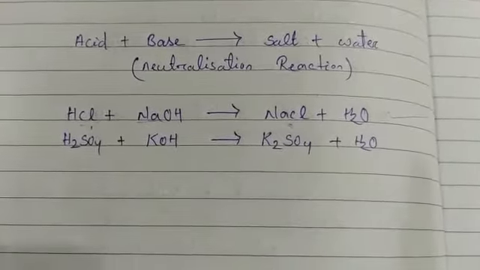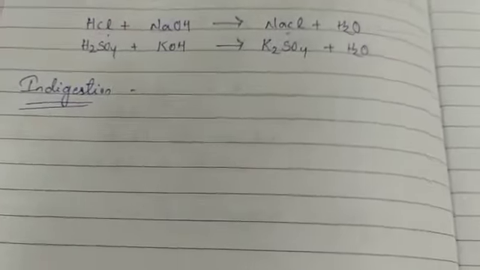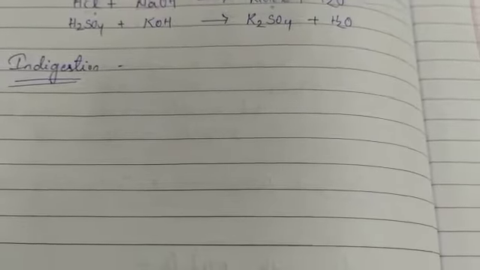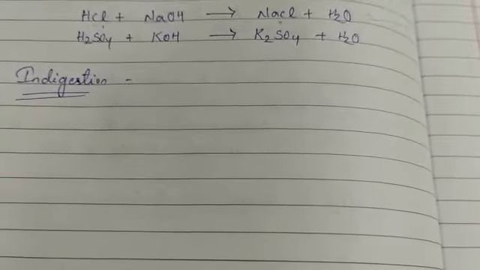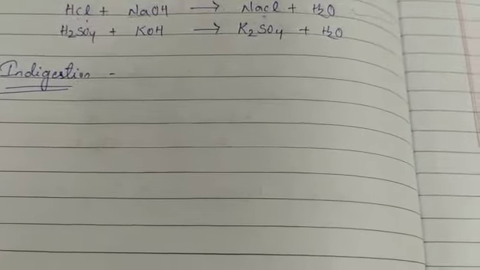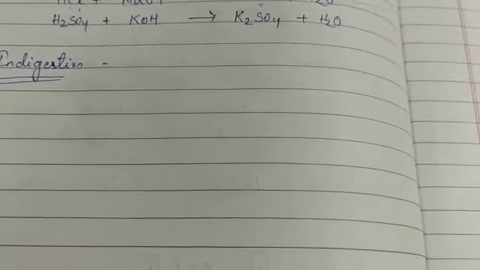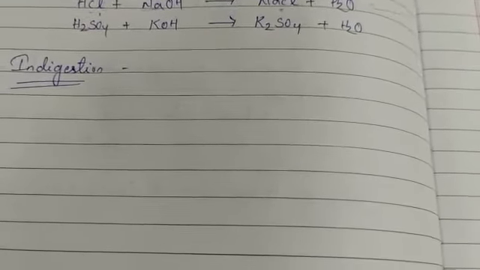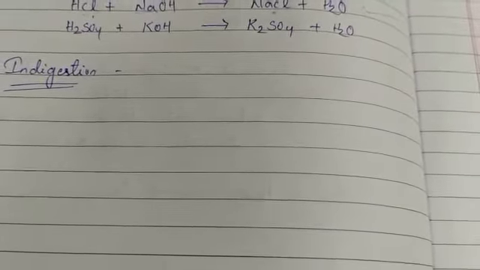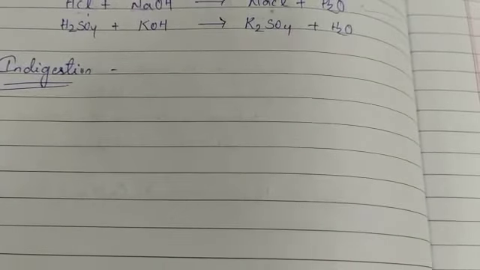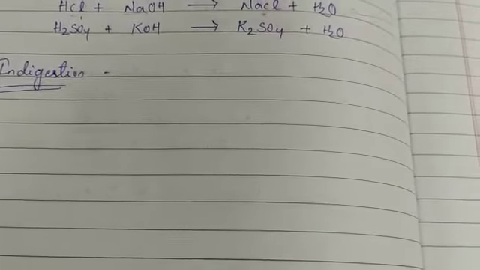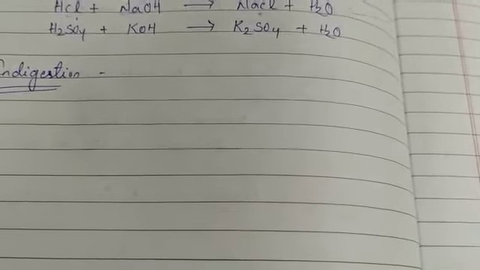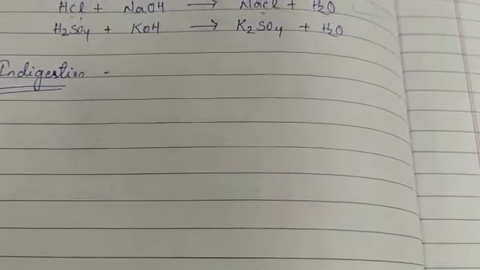So we will discuss indigestion first. Our stomach produces hydrochloric acid to digest the food. Sometimes, due to irregular eating or eating junk food, more acid is produced in the stomach, which causes acidity. At that time we take medicines called antacids. Antacids contain a base, magnesium hydroxide, which neutralizes the excess acid generated in the stomach.